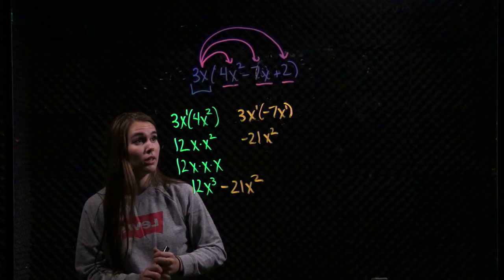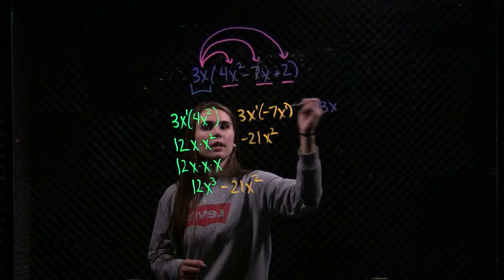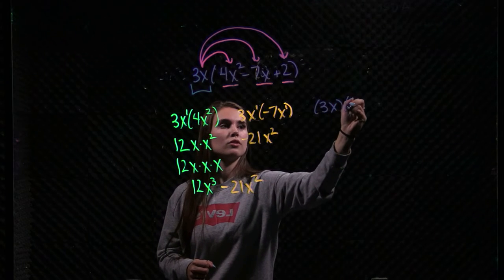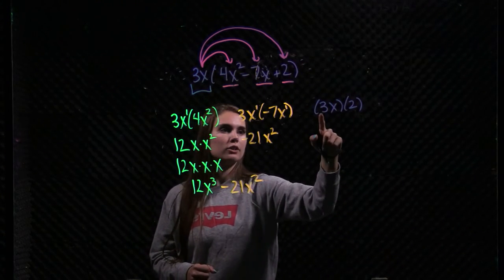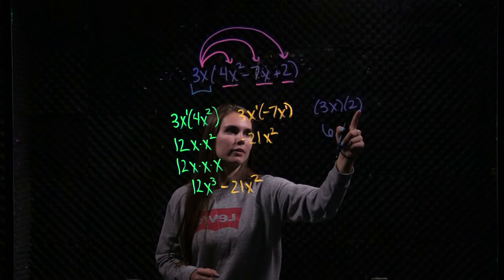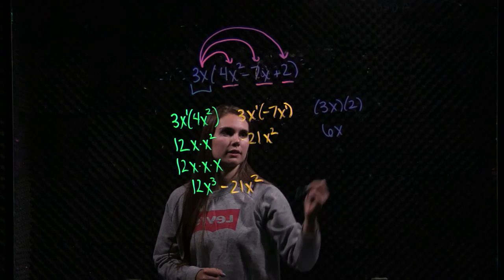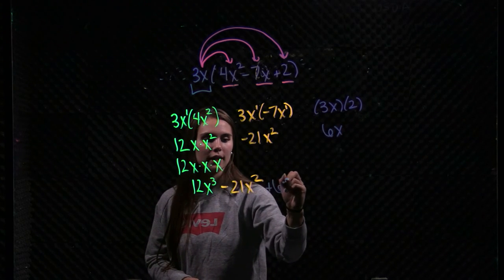Then we can do the last part, so I have 3x times 2. So I have my 3x times my 2. So then I just multiply 2 times 3 is 6, and then I don't have any x's here, so it's just going to be 6x. That's just going to be the simplified form. So then I'm adding 6x to the bottom here.